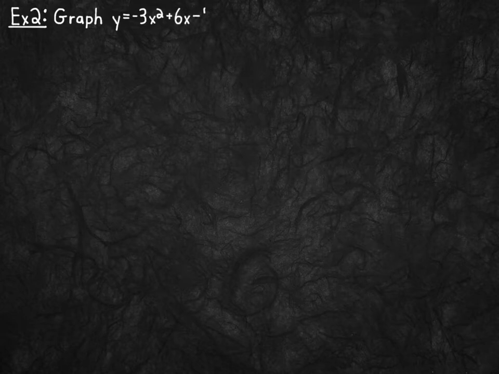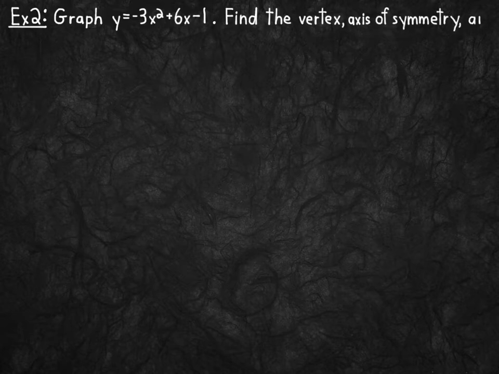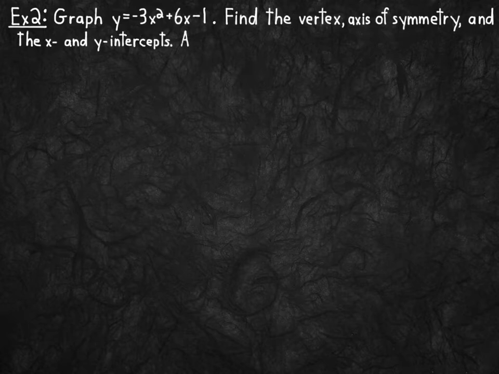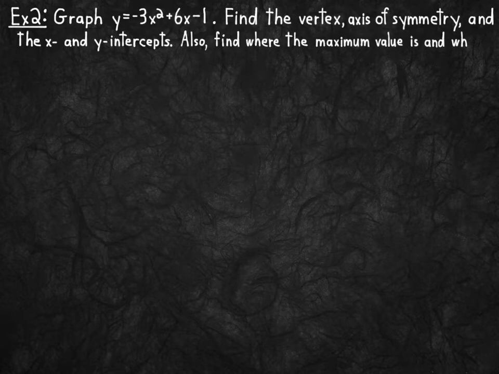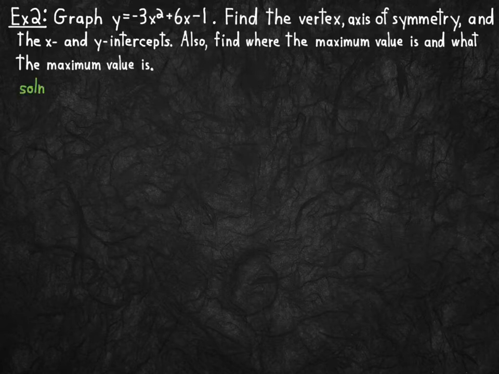So sometimes you're given the quadratic in what's called standard form for polynomials, which is not to be confused with standard form for quadratic. Standard form for polynomial is just the highest power of x, the next power of x, the next one. It's all multiplied out instead of in that form that we had on the previous video. So this one says graph y equals negative 3x squared plus 6x minus 1.